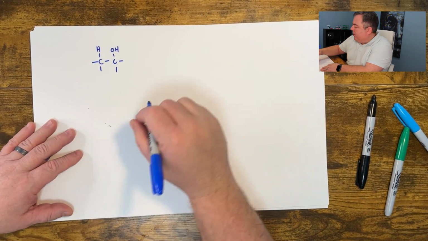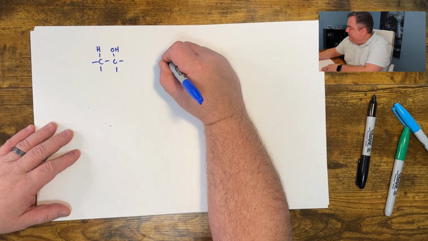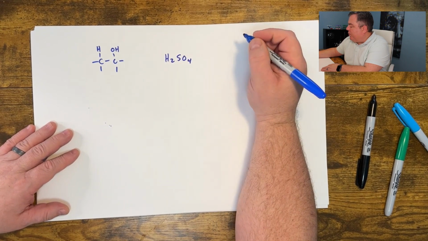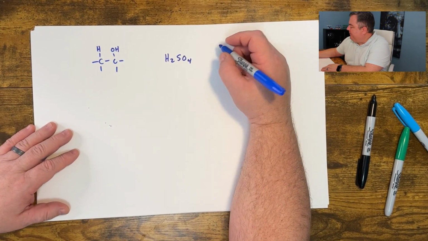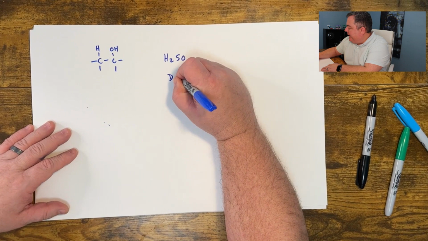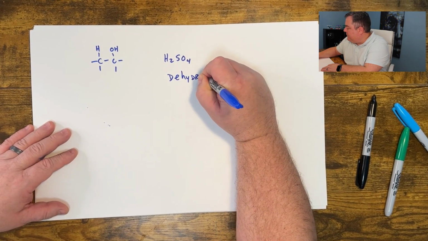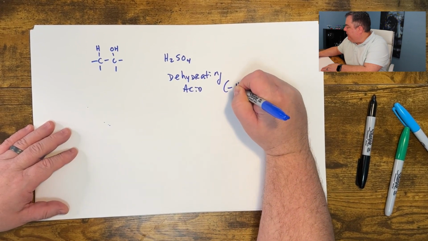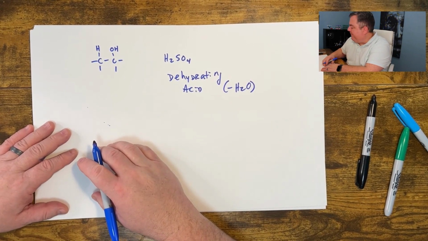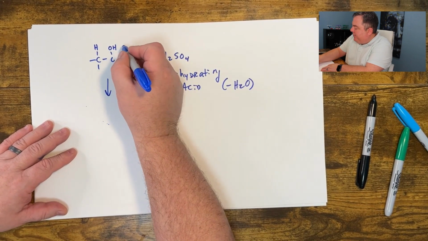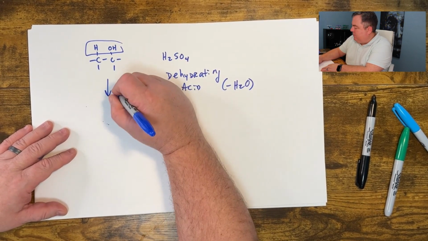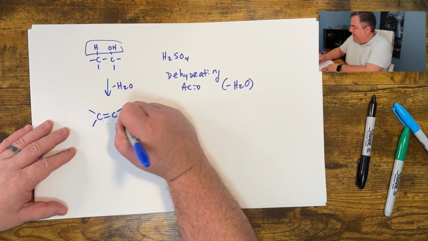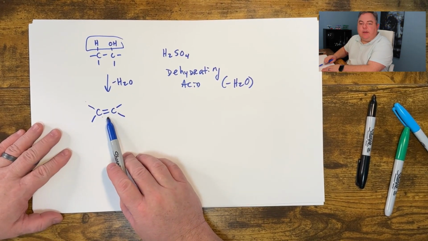So let's take this alcohol and react it with another acid. But instead of HBr, we're going to use sulfuric acid. This is called a dehydrating acid, because it loses water for us off of this molecule. And what's going to happen is we're going to lose H2O, and we're going to end up with this alkene.